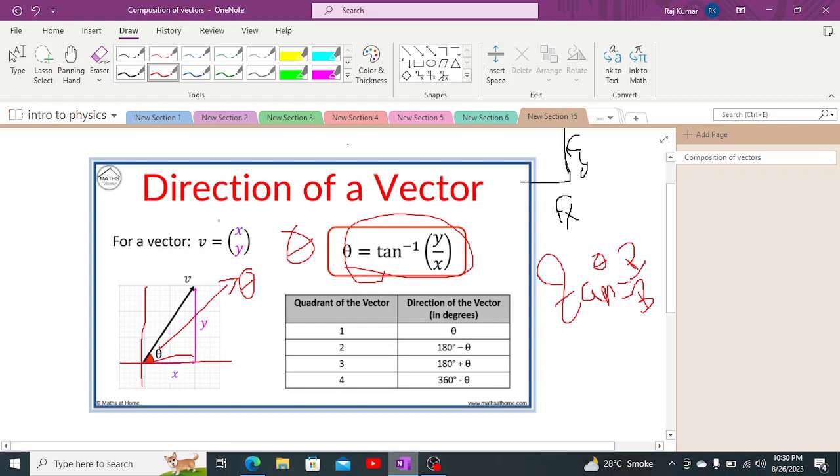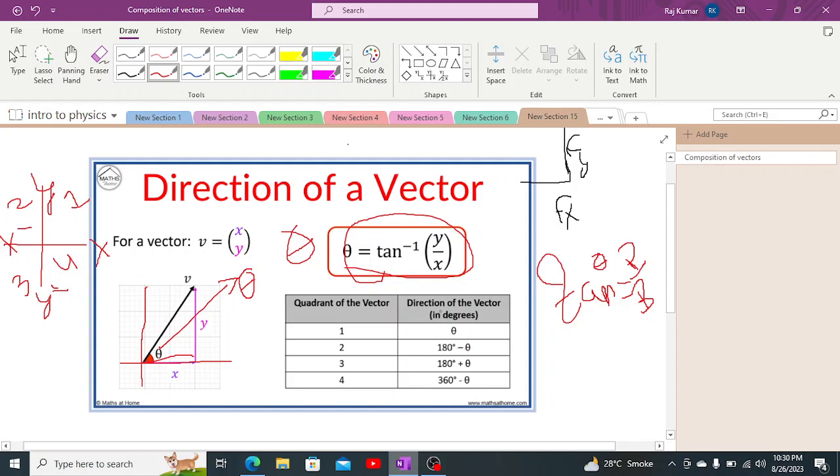Because as you can see in this diagram, suppose we have this as x, this as y, this as negative x, and this as negative y. Now in quadrant 1, x and y are positive, in quadrant 2 y is positive but x is negative, in quadrant 3 both of these are negative, in quadrant 4 x is positive but y is negative. Accordingly, we have the direction of the vector.